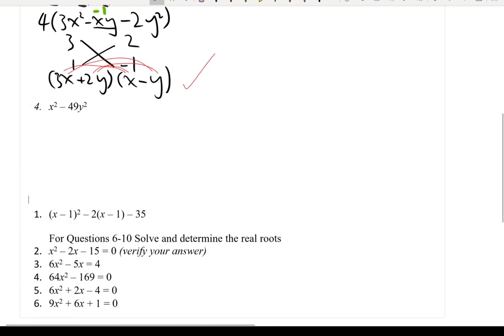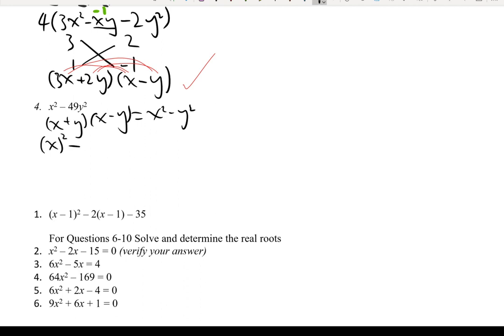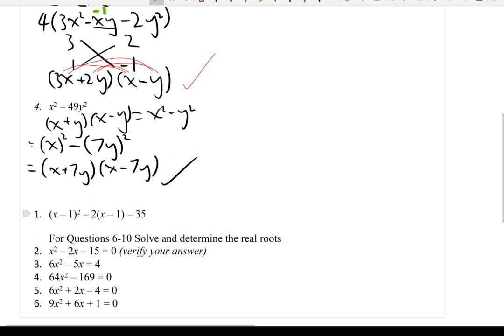So immediately when I see this, there's only 2 terms, which means this is going to be a x plus y bracket x minus y equals to x squared minus y squared. I can already factor it this way. So my first term is just x squared minus, this is going to be 7y whole squared, because 7 squared is 49, and then y squared is y squared. And then this can factor into x plus 7y, and then x minus 7y. And that's it. So this one is fairly easy.